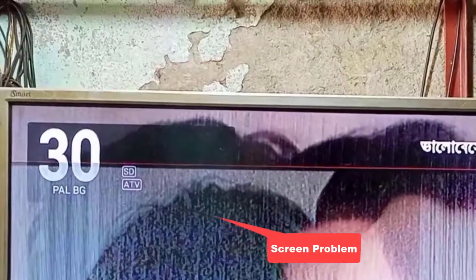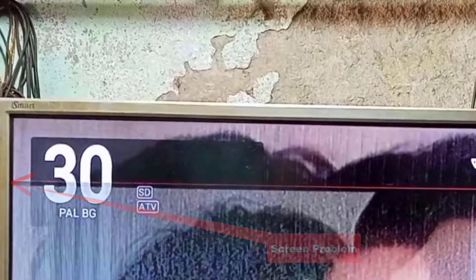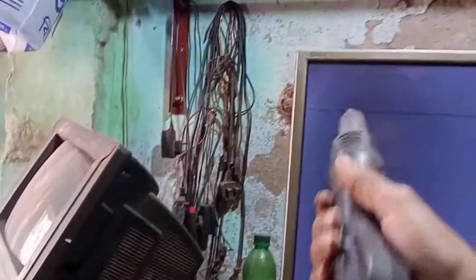So you follow here. This is where the problem starts. Then I will hit this place with hot air for 2 to 3 seconds. Then I will use the hot air again. See, the vertical bar has been completely removed.